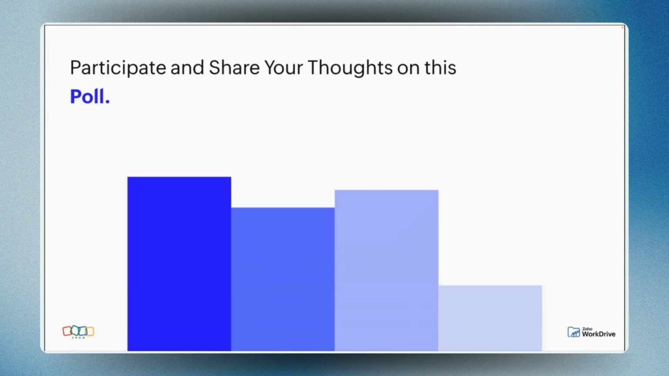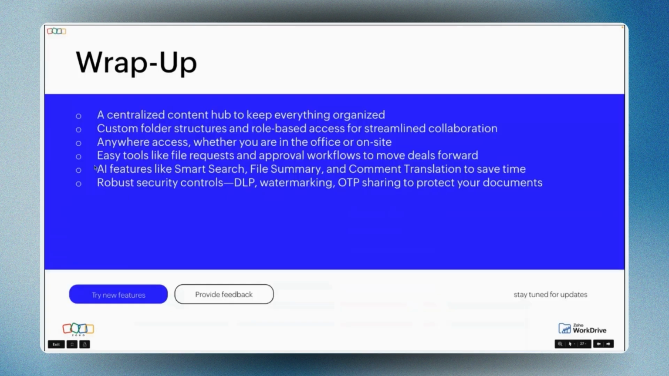With that being said, let's quickly recap what we went through today. So we began by looking at the common challenges real estate teams face, like scattered files, approval delays, compliance risk, and teams not staying in sync. Then we explored how WorkDrive helps tackle all of this. And you get a centralized space where all files are neatly organized, and you can set up custom folder structures and control access using role-based permissions. Whether your team is in the office or on the move, they can access everything through desktop and mobile apps.